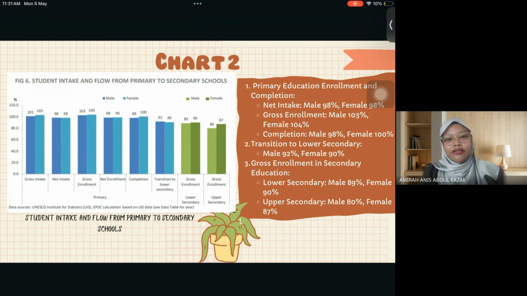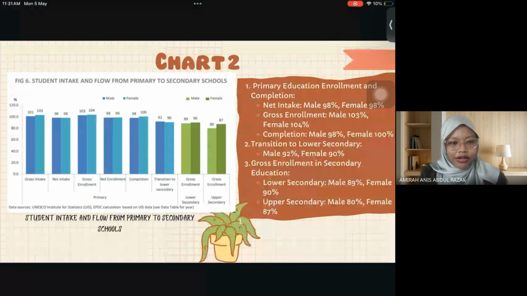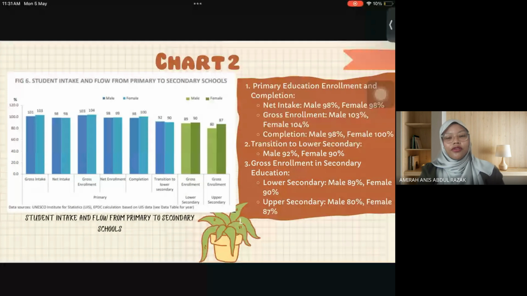For the second graph, we use a bar chart, which shows student intake and flow from primary to secondary schools. Each group of bars shows a stage in education. The dark blue are for boys and the light blue or green bars are for girls. The first bar is gross intake. Boys are at 101% and the girls at 103%.